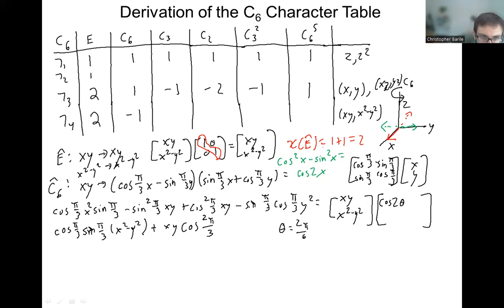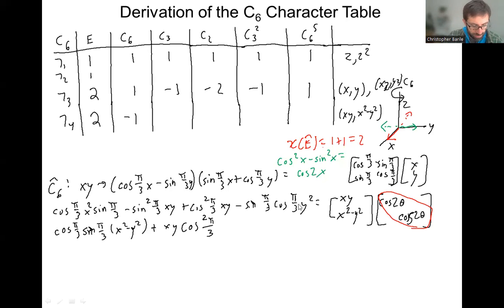The same thing is going to happen for the other component, the x squared minus y squared. I'm not going to go through it, but we know it was negative 1 half, and that gives us the negative 1. So this is also going to be cosine 2 theta. The trace of the matrix is then cosine 2 theta plus cosine 2 theta, which is 2 cosine 2 theta. Now we have it in generic terms. And this is why we had a negative 1 here, because for a C6, our theta that we're rotating by is 2 pi over 6, or pi over 3, and our character of C6 is then 2 cosine pi over 3. Cosine of pi over 3 is negative 1 half, so 2 times that gets a negative 1.